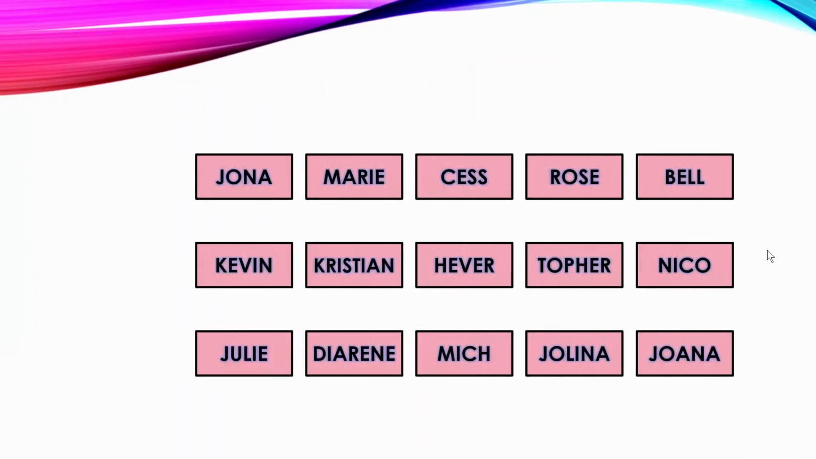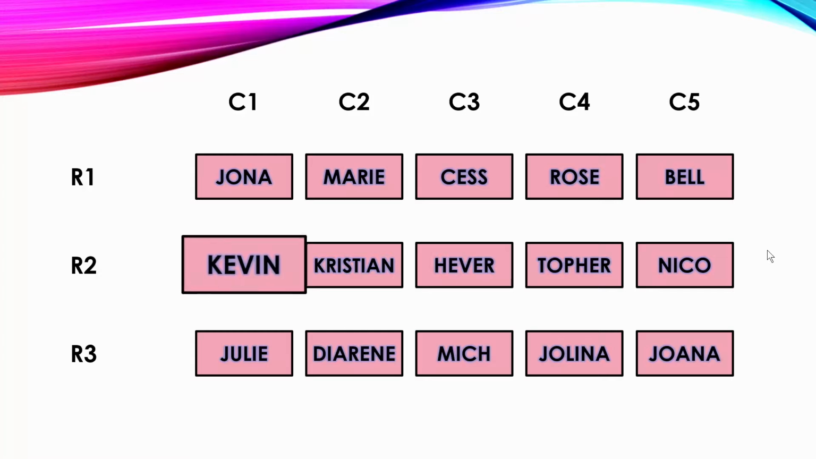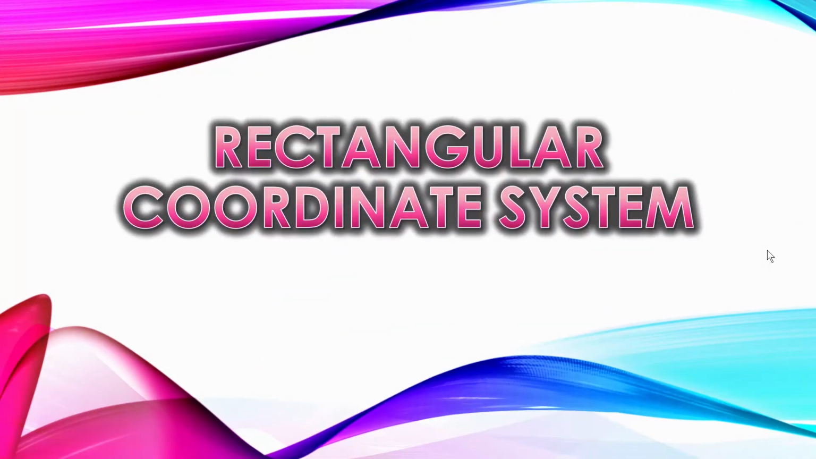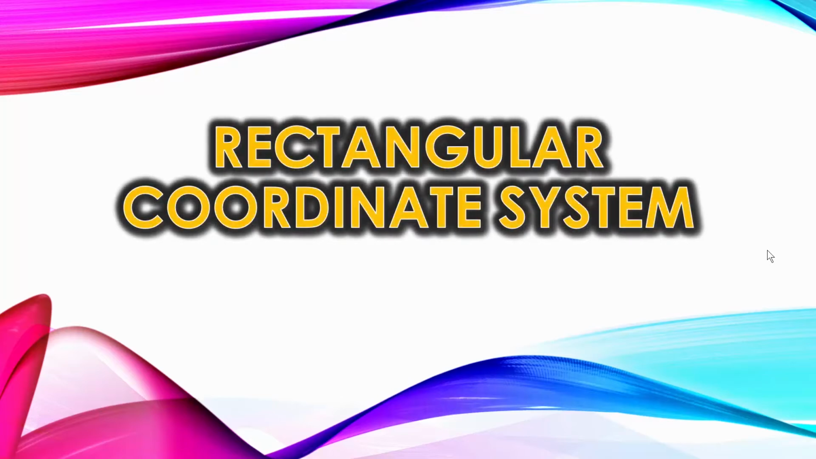Suppose that Kevin belonged to a class with the following seating arrangement. How do we describe Kevin's seat? That's correct. Kevin's seat is on column 1, row 2. In our real-life situation, we use row and column in this kind of situation. This activity has something to do with our lesson for today, which is about the rectangular coordinate system.